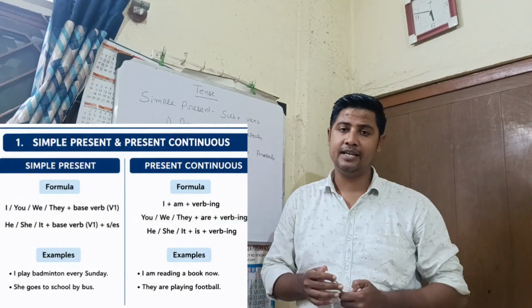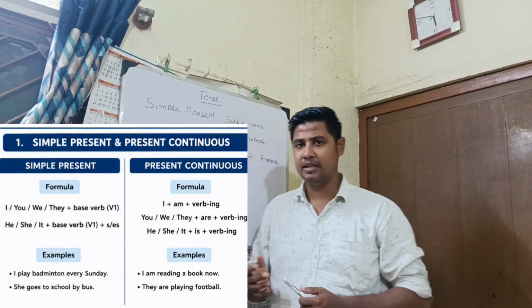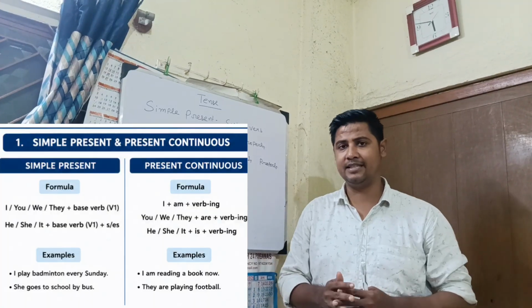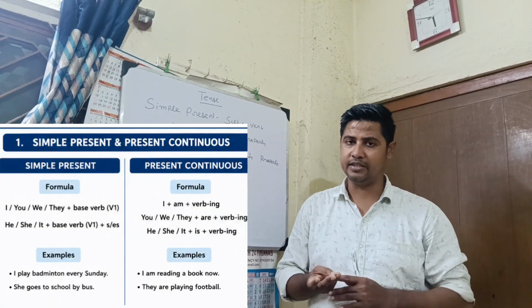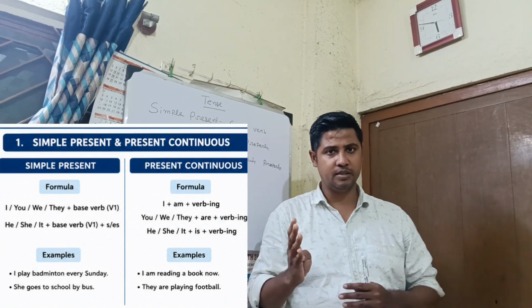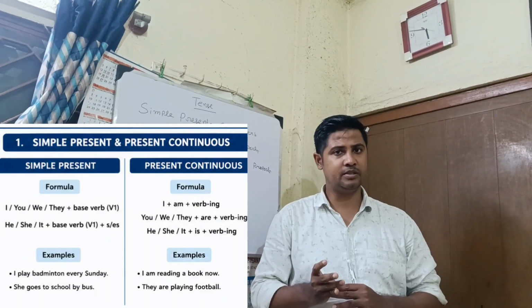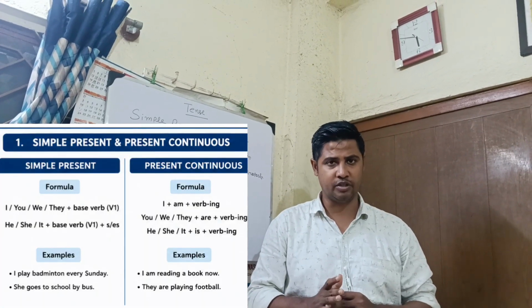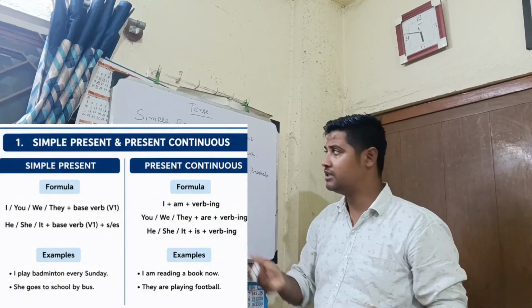Okay, but before that let me tell you about the classifications that we know of tenses: present tense, past tense, future tense. So present tense, as we know, has four forms: present indefinite or present simple, present continuous, present perfect, present perfect continuous. So first one is simple present or present indefinite.